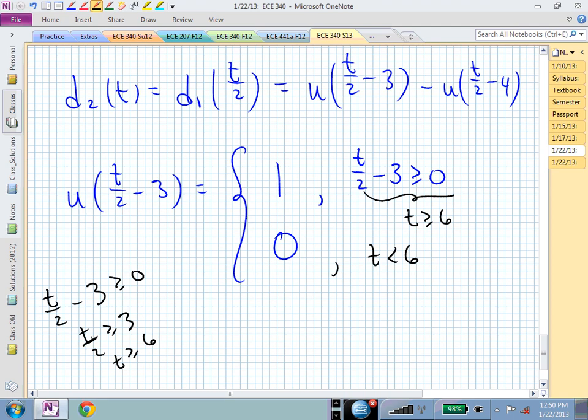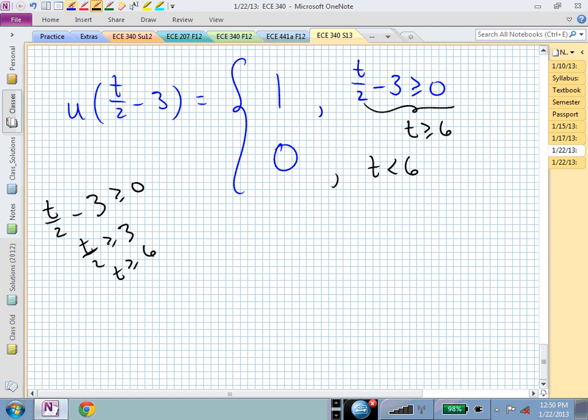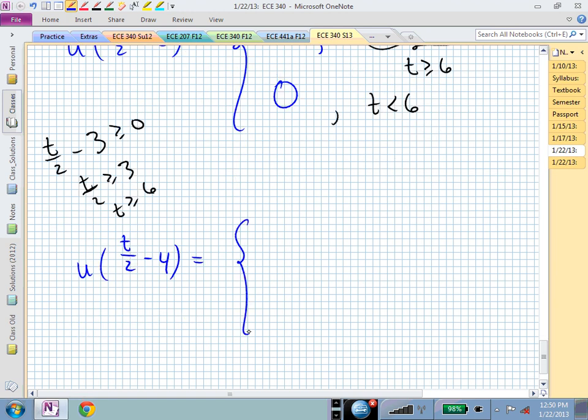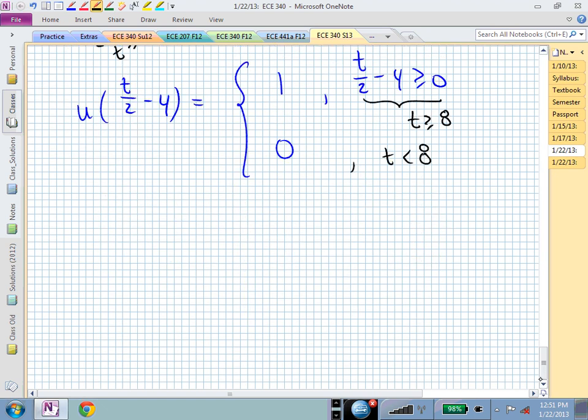And if you did the same thing, you could find that u of t over 2 minus 4, that's the other piece that we were using to build up this d sub 2 of t waveform. This is 1 and 0. This is on when t over 2 minus 4 is greater than or equal to 0. And you can see that that is going to happen when t is bigger than 8. And so it's 0 for values of time less than 8. And now what does d sub 2 look like?